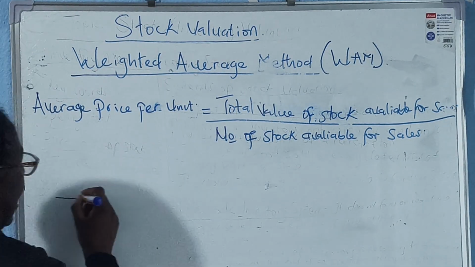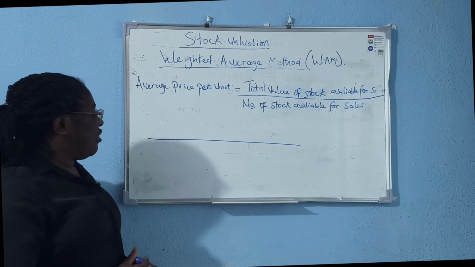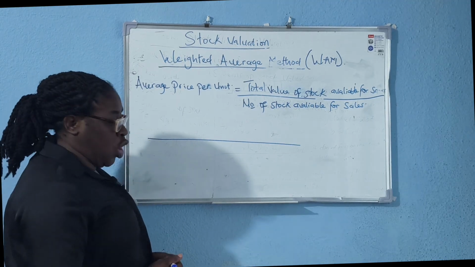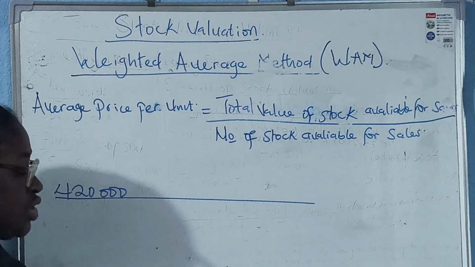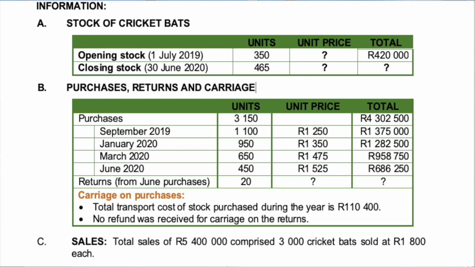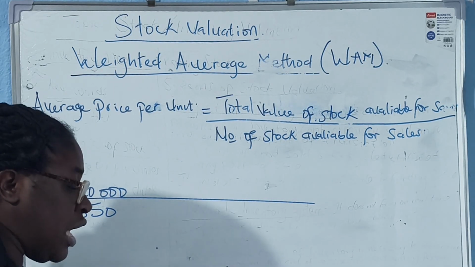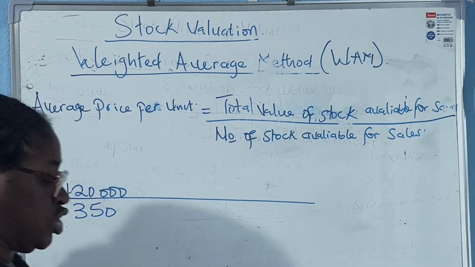So in doing that, I love to make my division sign readily available. And then I will start with my opening stock. The amount of my opening stock is 420,000, and 420,000 is for how many units? 350 units. I put 420,000 as my numerator and 350 units as my denominator. Then I go ahead and look for my total purchases.